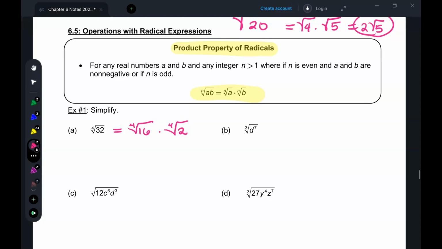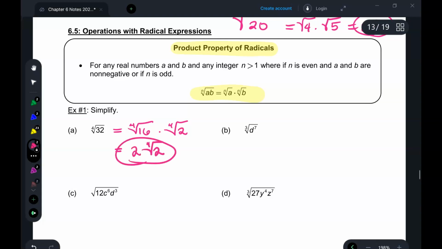So I'll show you 2 different methods. But if you know the 16, what's the 4th root of 16? 2, because 2 to the 4th power. So this would be 2 with a 4th root of 2 left over. I can't simplify this any further, but this ended up giving me a whole number.